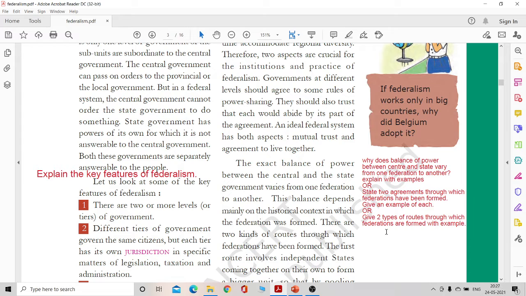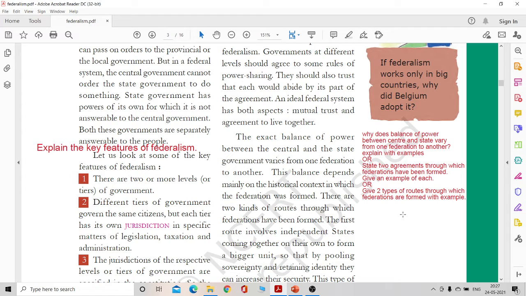Now, a very important 3-marker question that is asked, and it's the same question that comes in different types. So I'll read out the question. Why does balance of power between center and state vary from one federation to the other? Now you have to explain with examples, or state 2 agreements through which federations have been formed, give an example of each, or give 2 types of routes through which federations are formed with example.